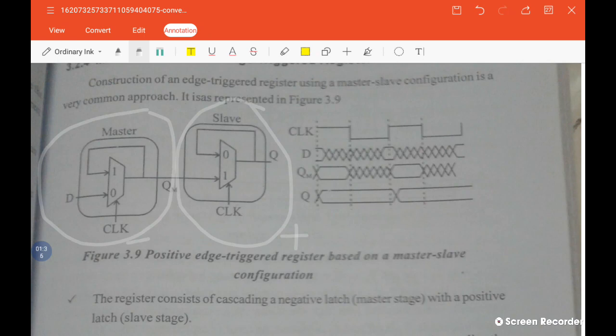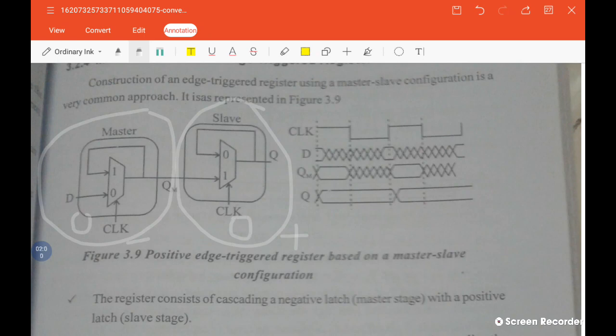This is actually a mux based configuration that you are seeing in the diagram. We'll look at the clock signals, the flow of clock signals, and then the outputs. So let us first consider what happens when the clock signal is low. When the clock is low, that means clock is 0. So here clock is 0 and here also clock is 0 simultaneously.